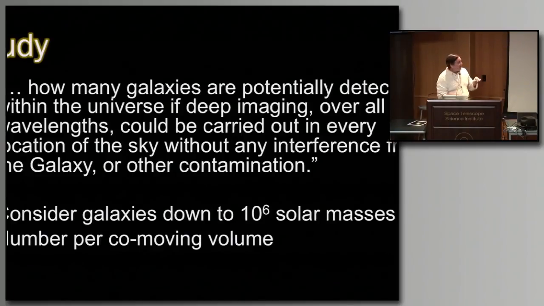What is a galaxy for them? Well, they consider galaxies down to 1 million solar masses. Our Milky Way galaxy's total mass is about 10 to the 12 solar masses, maybe 10 to the 11 solar masses in stars. They're considering things much, much smaller. Even the Large Magellanic Cloud is like 1 billion solar masses, so this is 1/1000th of even our satellite galaxies. They're trying to look at the very smallest type of galaxies.